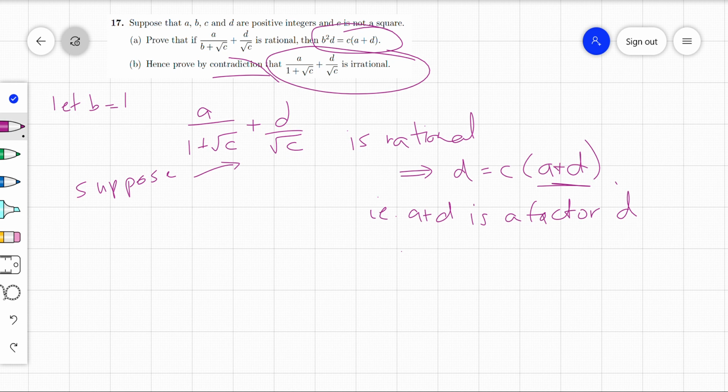Alright, but this is impossible. Remember, our a and our c are positive integers, so there's no way that a plus d can be a factor of d itself. So by contradiction, this must be irrational. Okay, hope that helps, even though I haven't written out the working.